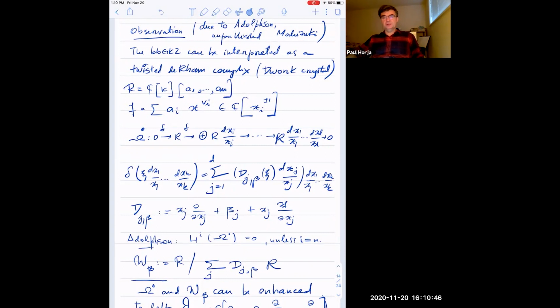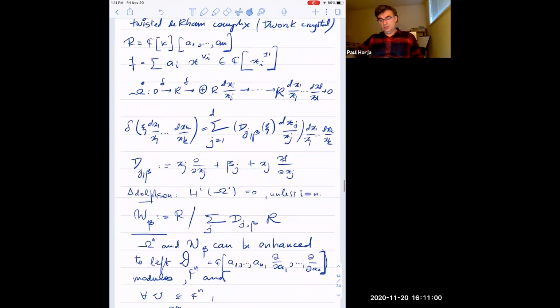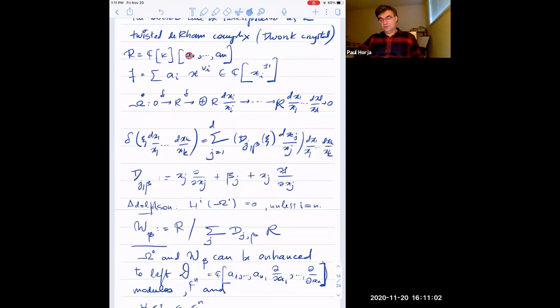So the point is that this BBGKZ that we wrote down can be interpreted as a twisted de Rham complex, or some people call this, I think nowadays, a dwarf crystal. So what you do is create a generalized log twisted de Rham complex. Log, as you see, because these are log forms here, and twisted because this beta plays a crucial role here.